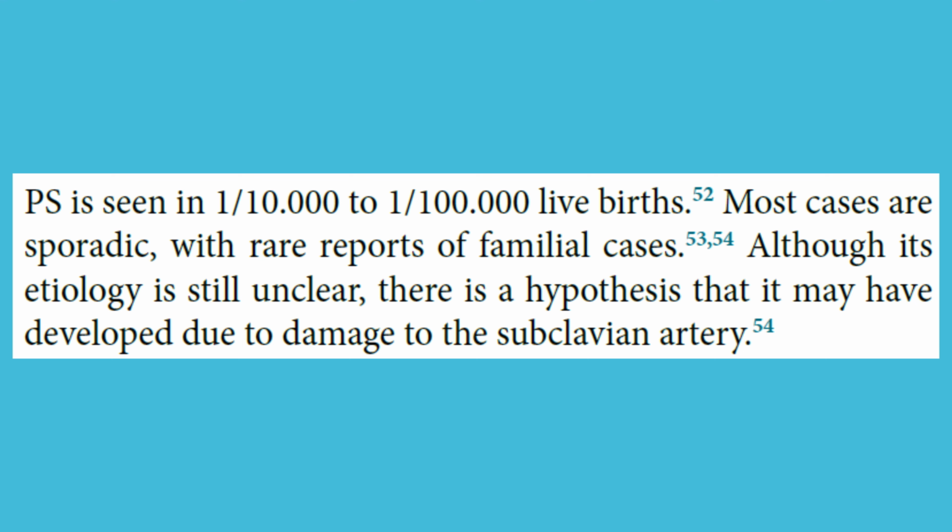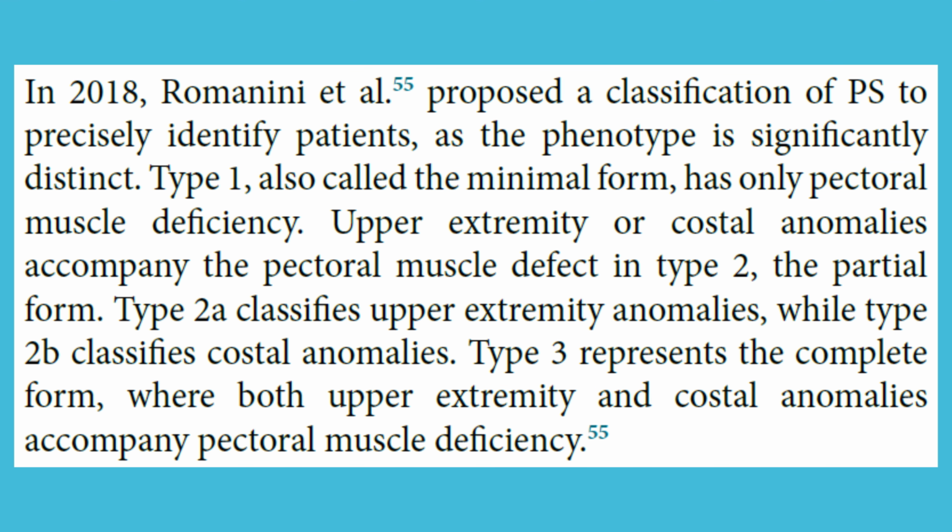Although its etiology is still unclear, there is a hypothesis that it may have developed due to damage to the subclavian artery. In 2018, Romanini et al. proposed a classification of PS to precisely identify patients, as the phenotype is significantly distinct. Type 1, also called the minimal form, has only pectoral muscle deficiency. Upper extremity or costal anomalies accompany the pectoral muscle defect in Type 2, the partial form. Type 2A classifies upper extremity anomalies, while Type 2B classifies costal anomalies. Type 3 represents the complete form, where both upper extremity and costal anomalies accompany pectoral muscle deficiency.